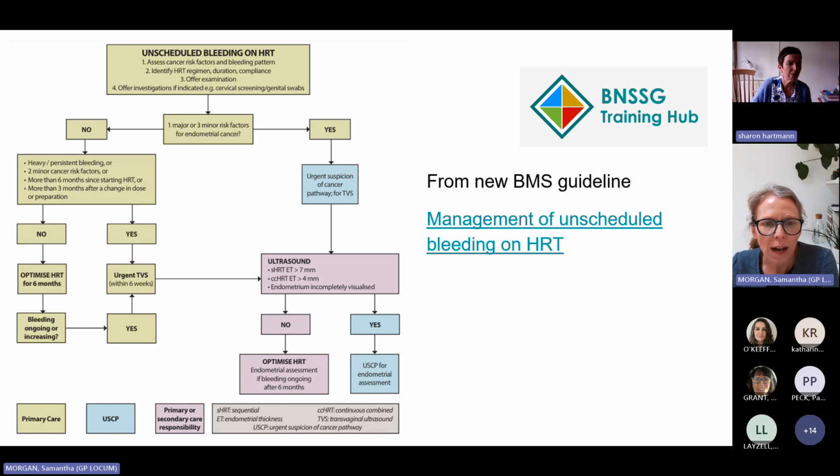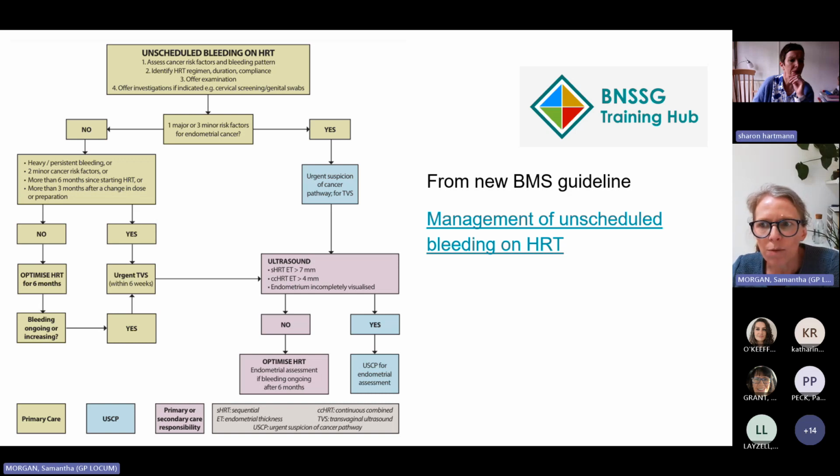So you may well be aware of a recent new piece of guidance from the British Menopause Society. It's been awaited for quite some time. It's nearly 50 pages long, but there are a few useful summary sheets at the beginning. It's a really useful resource. It's very in-depth. And this is a flowchart taken from this guideline, which essentially helps, again, to give us that framework of what to be thinking about, who we need to worry about in terms of bleeding on HRT.